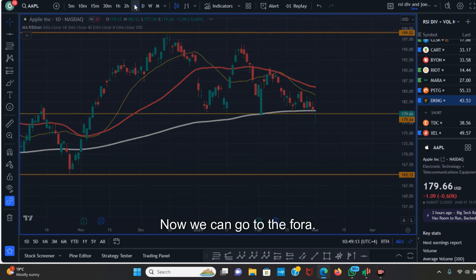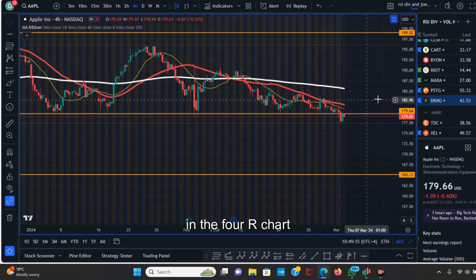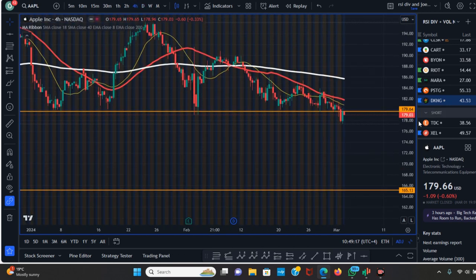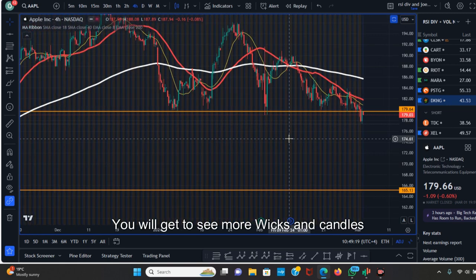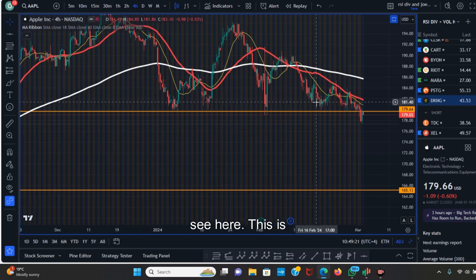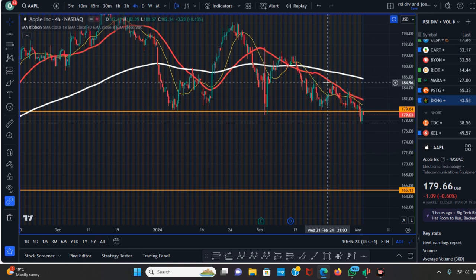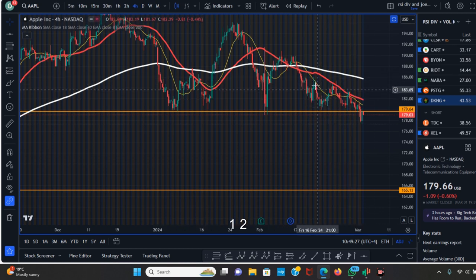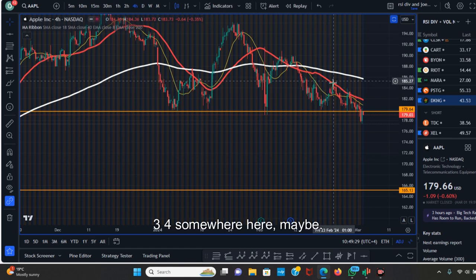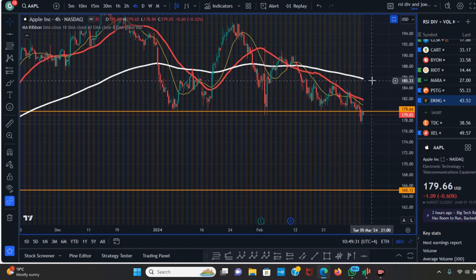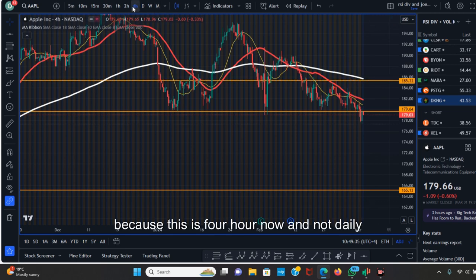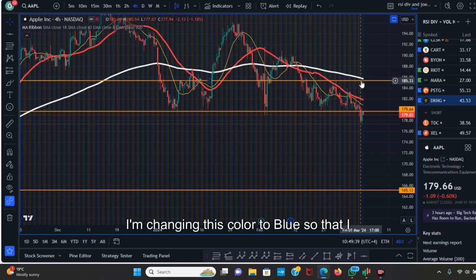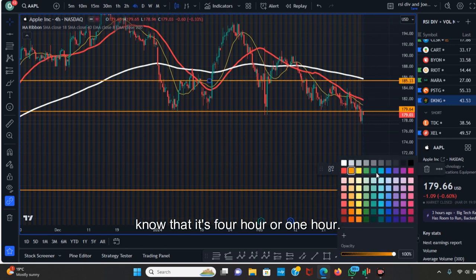Now we can go to the 4-hour. In the 4-hour chart, you will get to see more wicks and candles. See here, this can be a resistance zone. 1, 2, 3, 4, somewhere here maybe. Alt plus H. Because this is 4-hour now and not daily, weekly or monthly, I'm changing this color to blue so that I know that it's 4-hour or 1 hour.